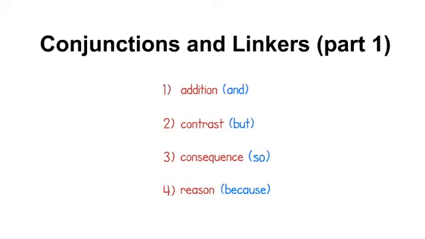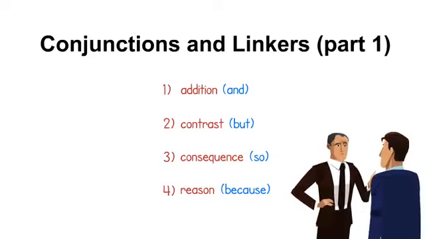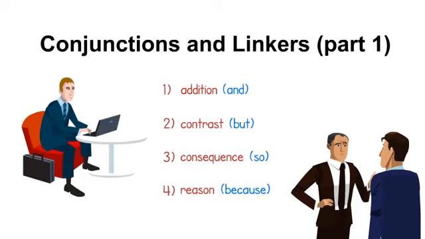And, but, so, and because are fairly informal words. While these are okay in speaking, for academic writing you may need to choose alternatives to make it more academic, more varied, or more sophisticated.